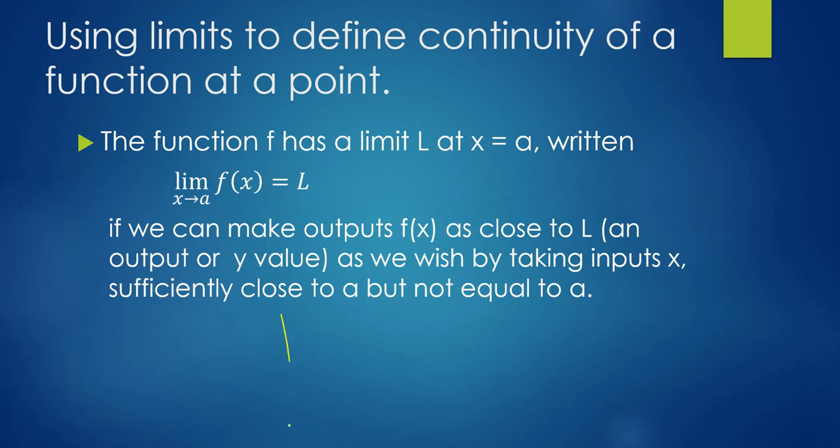Okay, so for example, if we have a function, and it looks like this, and we want to know the limit at x equals a, so we go up to that, and our limit is the output value. So the limit is a function value. The place where we are finding the limit is an x value.